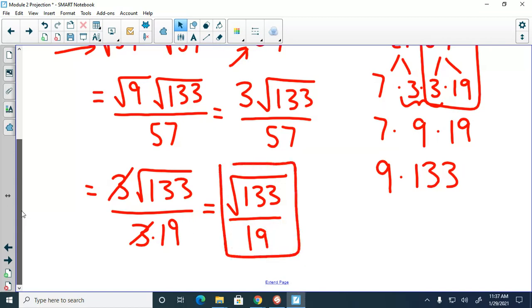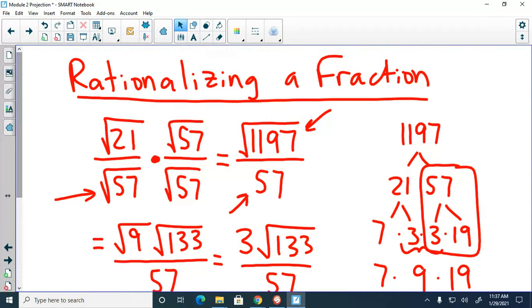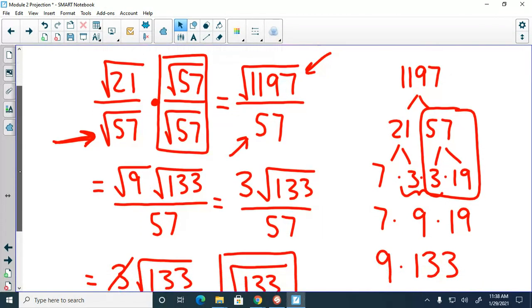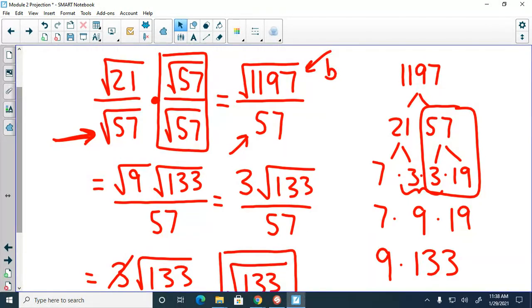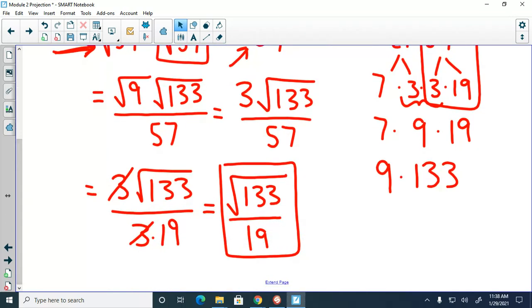Now I hope that that helps in the full process of an example where you're rationalizing the denominator. The first part of this, where we multiply by the denominator square root on the top and bottom, that's the part where we're actually rationalizing our fraction. And then after that, I call this breaking down a square root. And we also have some simplifying happening down here as well.